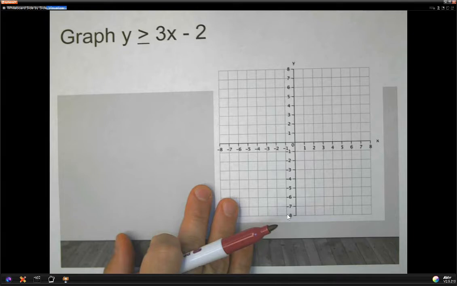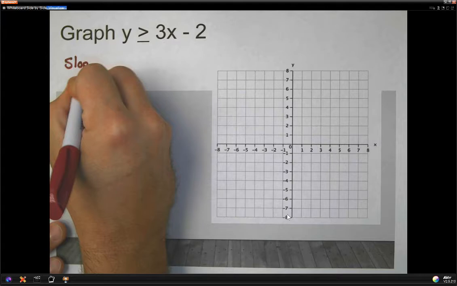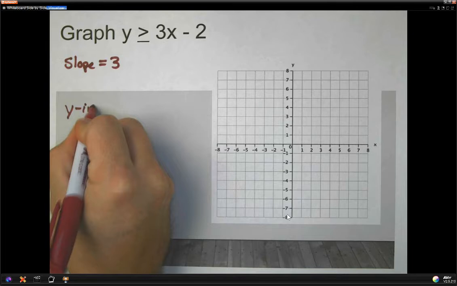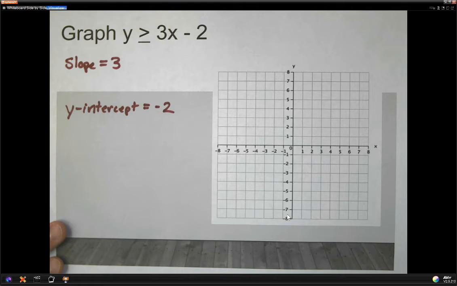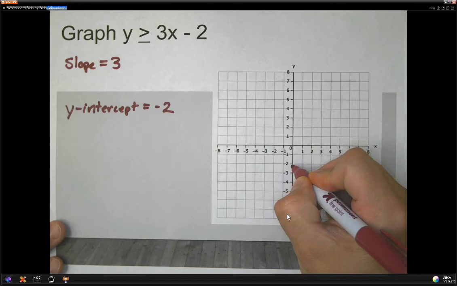So for our first one, they want us to graph y is greater than or equal to 3x minus 2. And I do notice it is in slope-intercept form. So I have my slope, which in this particular case is 3, and I have my y-intercept, which is negative 2. Now, based on what I just stated earlier, the y-intercept is where we start, and it's always on the y-axis. So at negative 2 on the y-axis, that is where I start.